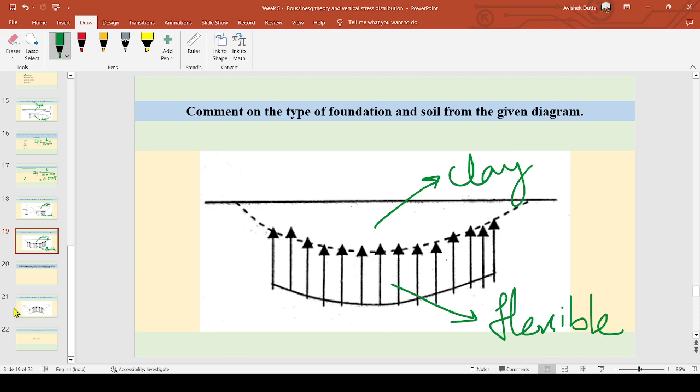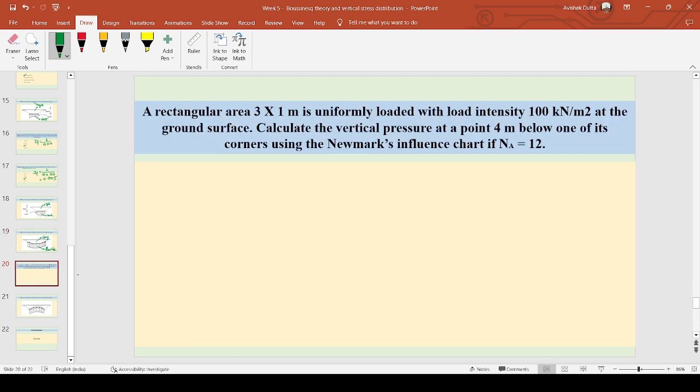Okay, next question. A rectangular area 3 by 1 meter is uniformly loaded with a load intensity of 100 kN per meter square at the ground surface, at a point 4 meter below. We could have done this question using the Boussinesq theory, but using the Newmark's influence chart, the formula we have, that is the vertical stress sigma is equal to Q into IF into NA.